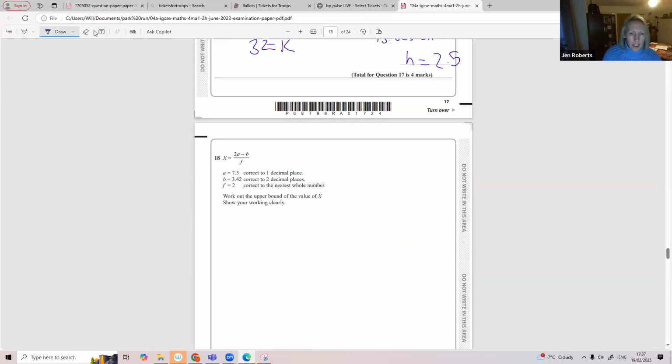Upper bounds, lower bounds. Let's just get our upper bounds and lower bounds in. For A, 7.55, 7.45. B, 3.425, 3.415. And for F, 2.5, 1.5.